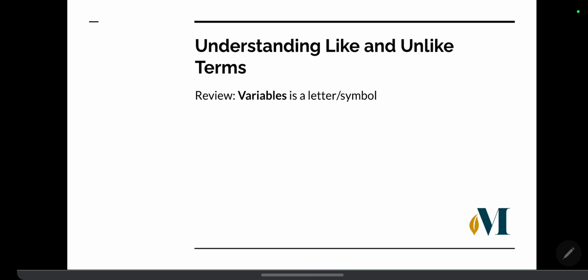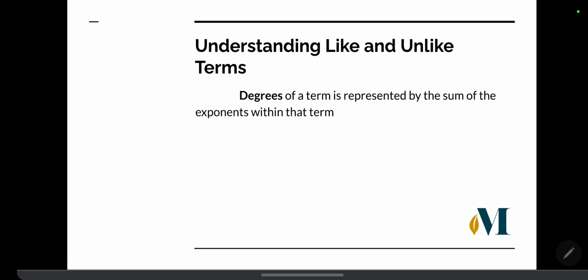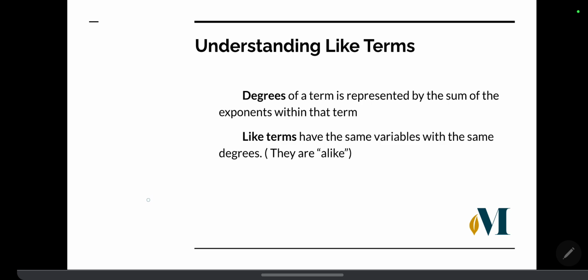All right, so just review for a second. A variable is a letter or a symbol. Okay, and the degree of a term is represented by the sum of the exponents within a term. Okay? All right. And also, let's talk about a like term. So, like terms have the same variables with the same degrees.